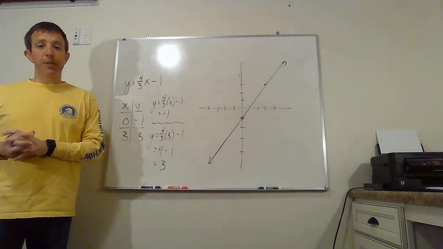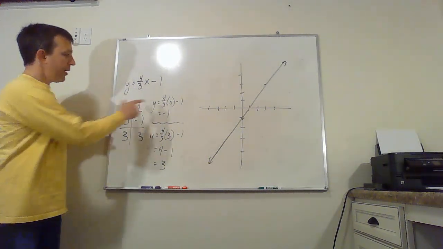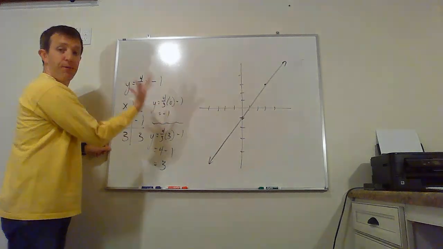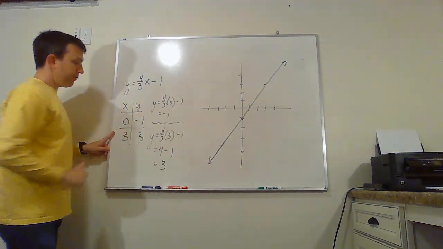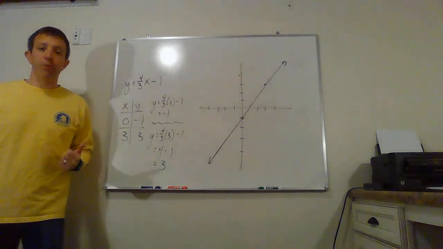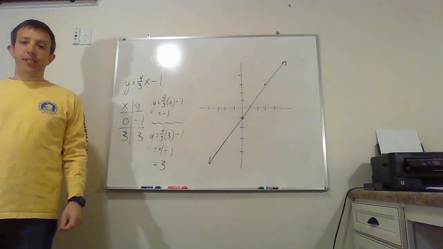The easiest number to plug in is still 0. So I plugged in 0. 4/3 times 0. Hey, there was the fraction. Anything times 0 is still 0. We're left with a negative 1. So that's 1 point.